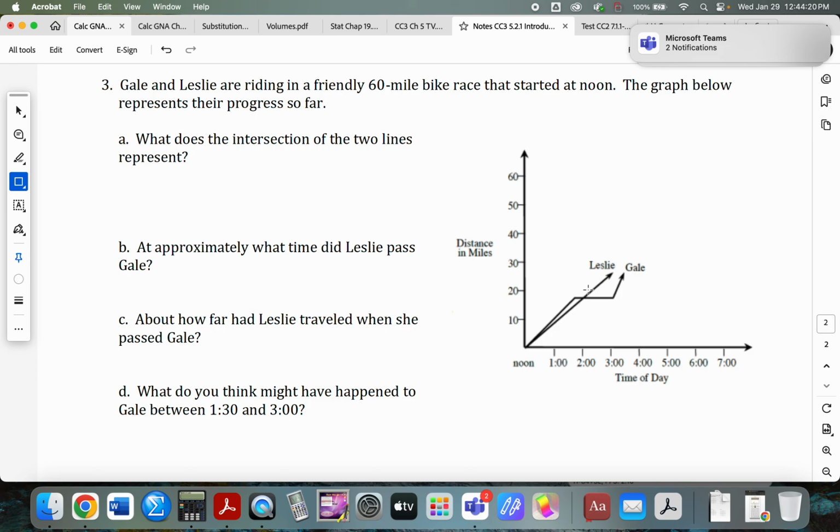Now, here's where you get to be more creative. Those of you who are like, I'm more of a creative person than a math person, great, this is your opportunity. What do you think might have happened to Gail between 1:30 and 3 o'clock? Yes, Emma. She saw an animal and she stopped to look at the animal and then she realized that she was really tired, so she took a nap.